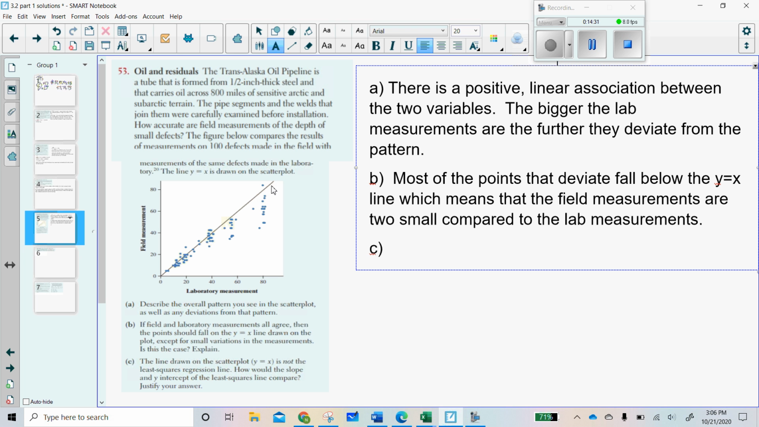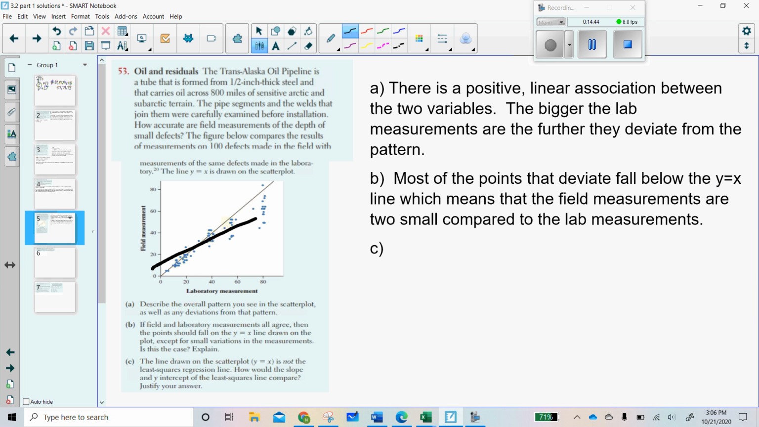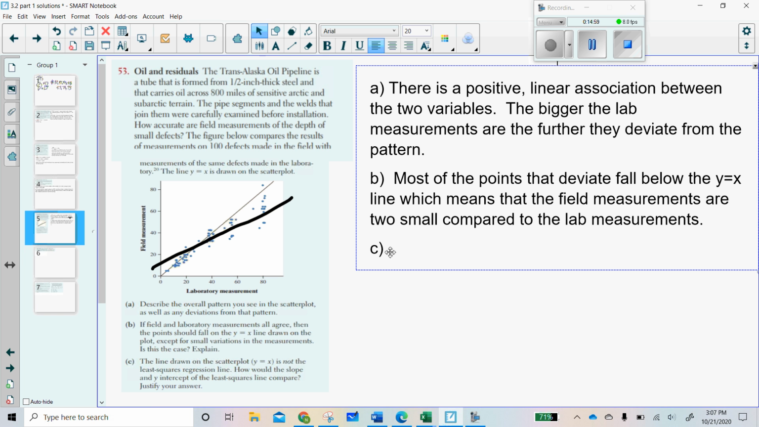So personally, I would think that this line would tilt. Like I would imagine this line going down this way, and maybe the y-intercept going up a little bit. So I'm kind of envisioning a line that looks like that. That way it hits more of the points. It might not be quite that extreme. So how would the slope and the y-intercept compare?